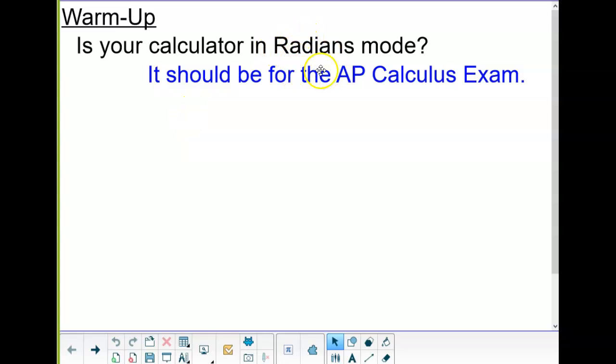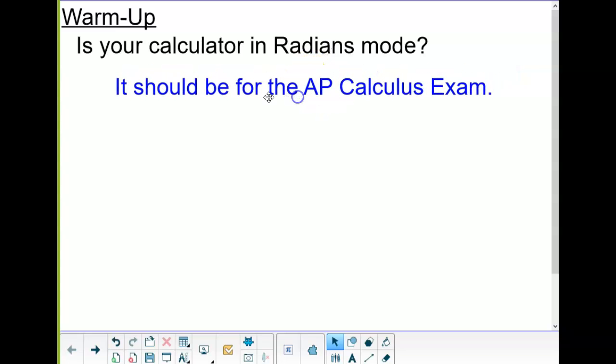Right, really quick, the warm-up is your calculator in Radian Mode. When you do the AP Calculus exam, everything is in Radian Mode. If you borrow somebody's calculator for the day of a test, that's the first thing you should check. They may remind you in the directions, but a lot of students don't read through those directions very carefully, so just so you know.